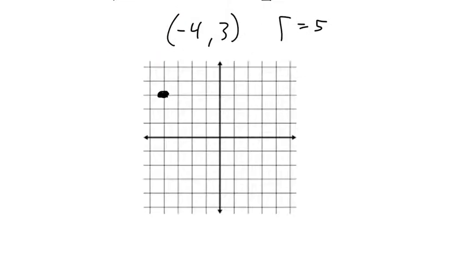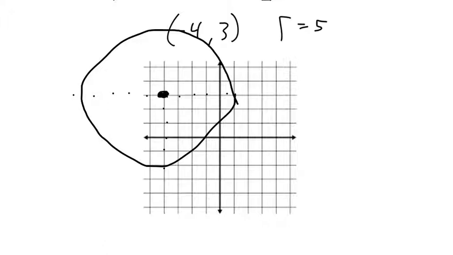There we are at negative 4 comma 3 for a center, and we're 1, 2, 3, 4, 5 spaces for a radius. So that means if we go 5 spaces to the right, 5 spaces down, 5 spaces to the left, it should be touching all those points, because that would give us 5 units from the center, which is the definition of a radius. 5 up, 5 to the right, 5 down, 5 left. There we go. There's a rough sketch of our graph.